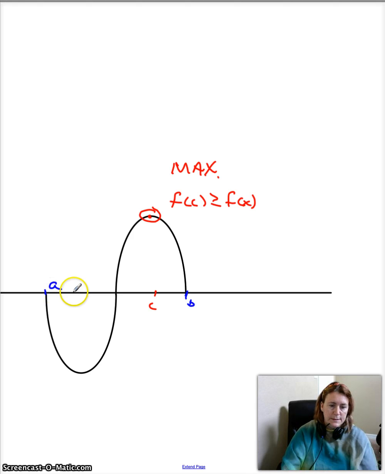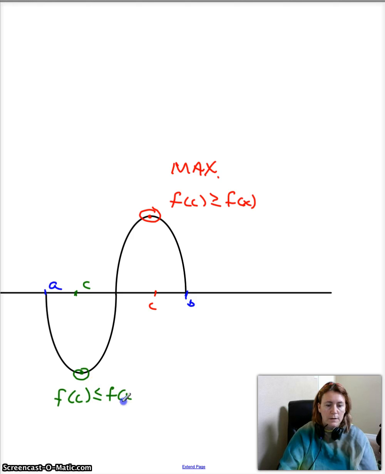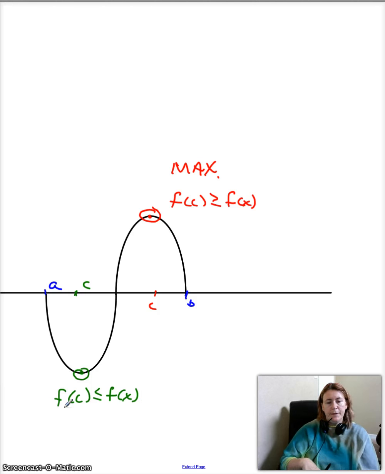Now suppose I move my C over here, so that now C corresponds to this point right here. This is the lowest value. This is a minimum, bottom of a valley. And now this functional value of C is less than or equal to all of the other functional values on the interval. Now that equal part is very important, so hang on to it.